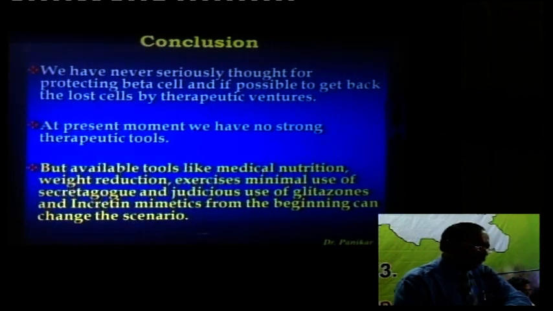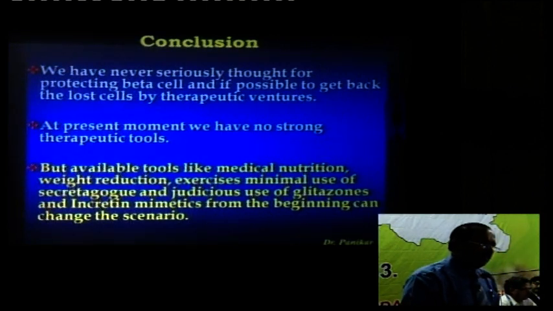So as of today, what we have is only a glitazone and the incretin mimetics, exercise, weight reduction, good lifestyle. That's all that we can do. Good glycemic control to preserve beta cells. Thank you very much, ladies and gentlemen.